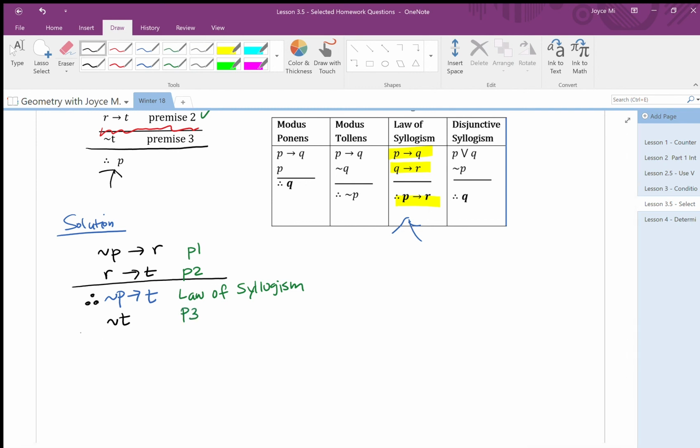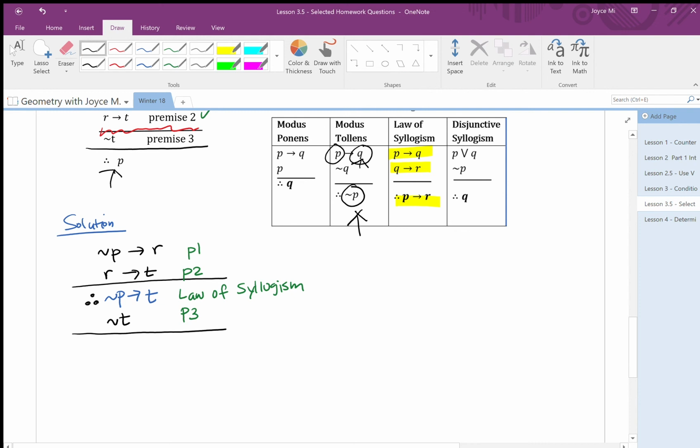Now I want to see what kind of conclusion I can draw using the conclusion from the previous step and premise 3. Well, negation of P goes to T, and I'm negating T. Negating T here is just the second standard form. This is modus tollens. Notice that I have a conditional statement, then I negate the consequence, which is Q, and then my conclusion is the negation of the first part, the antecedent. So the conclusion is the negation of the antecedent.